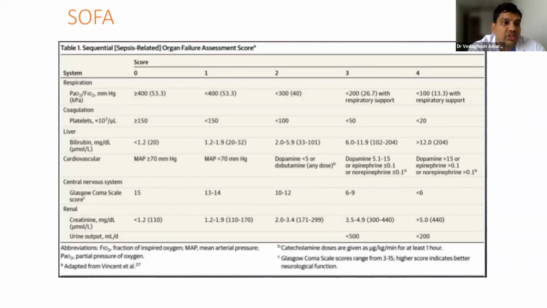But what is the SOFA score and what do we measure? We measure the P/F ratio for respiration, platelets for coagulation, and bilirubin levels for the hepatic system. We measure mean arterial pressure for the cardiovascular system, Glasgow Coma Scale for the CNS, and creatinine as the renal parameter. We grade accordingly from 0 to 4 and give the final score. But it involves a lot of laboratory investigations. Hence, it is a cumbersome procedure.